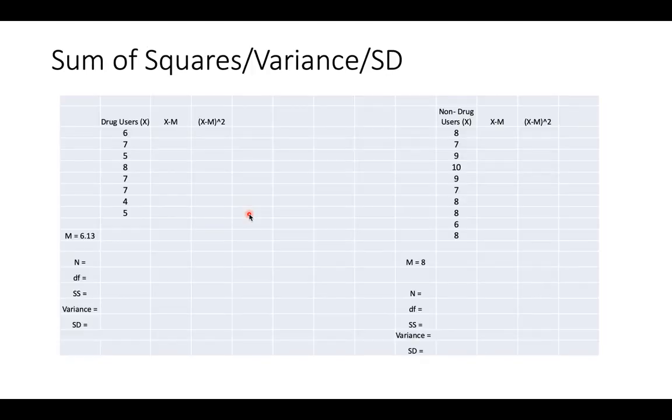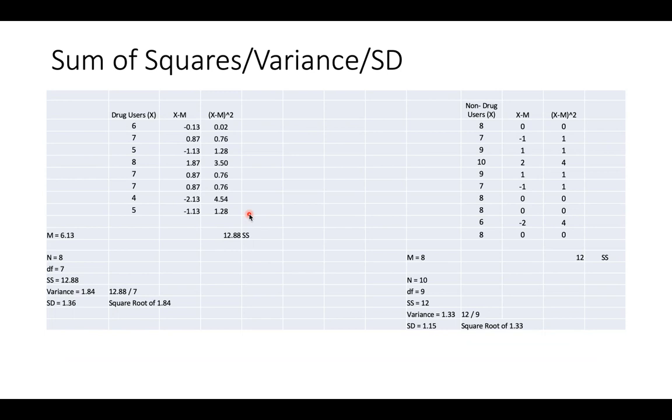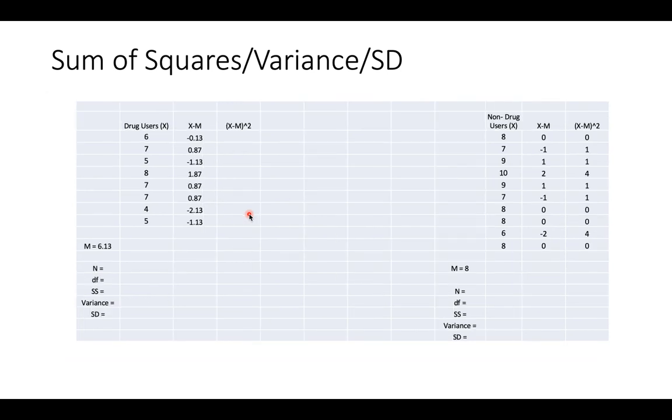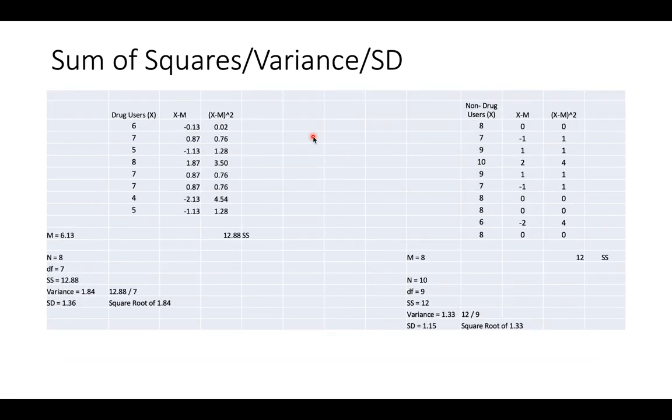We do the same thing. I'm going to breeze through this again. Just press pause if you need to check your math, but all the logic is exactly the same. The things to point out are that we only end up having 8 individuals and thus 7 degrees of freedom in the drug user group, whereas we have 10 individuals and thus 9 degrees of freedom in the non-drug user group. Everything else is the same. You do all the math the same. Press pause if you need to check your math, and then click play when you're ready to pick back up.